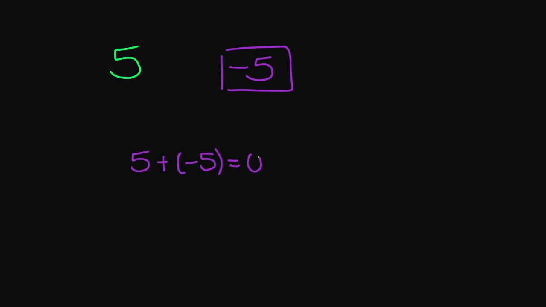What is the additive inverse of 5? The additive inverse of 5 is going to be -5 because when you add 5 plus -5, it's going to equal 0. So 5 plus -5, this is going to be 5 minus 5, and 5 minus 5 equals 0. So we know that -5 is the opposite of 5.